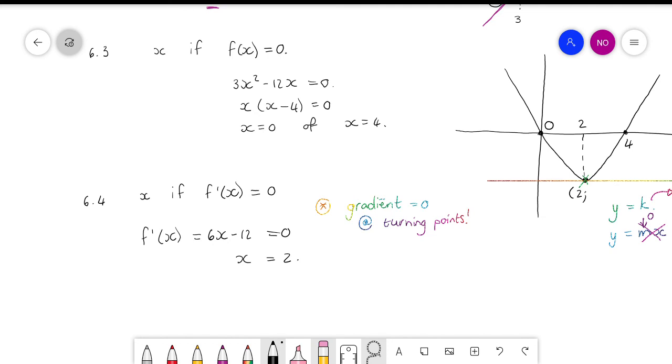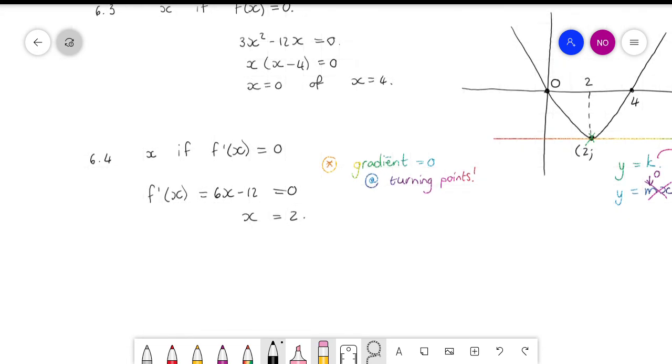Do you guys agree? That point is on the graph of f of x. So I'm just going to go and say, then I can substitute the 2 in there. So minus 12.